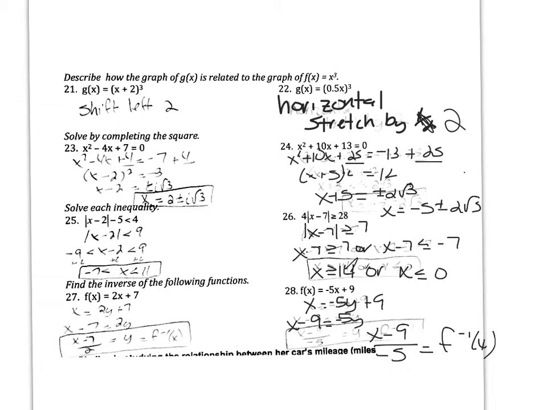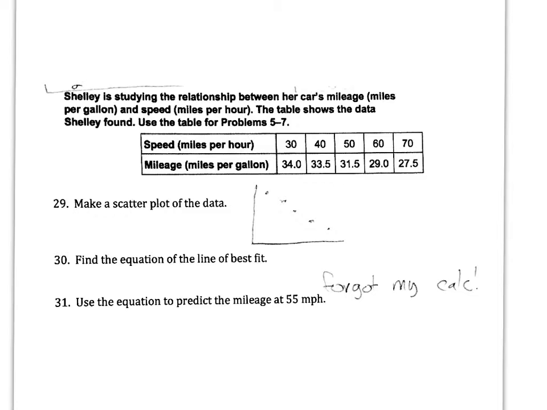27. Find the inverse. Remember, switch your x and y. Then you got to get the y isolated or by itself. So move the 7 over. Then divide by 2. And that's it. Same thing on 28. Switch your x and y. Move the 9 over. Divide by -5. And you got it. Last page.